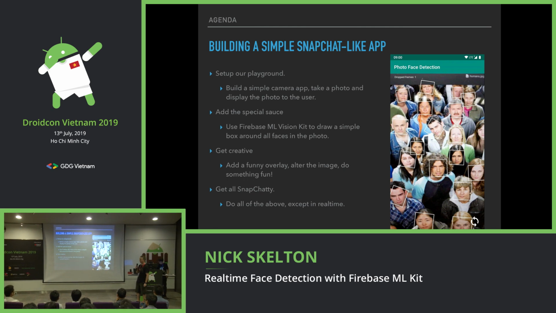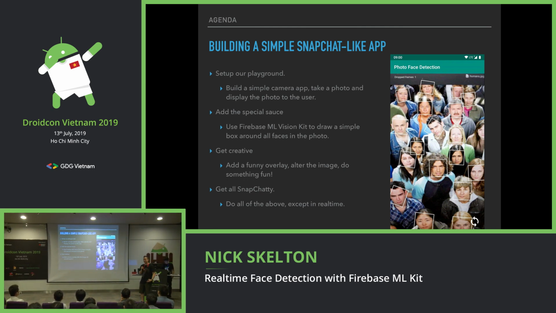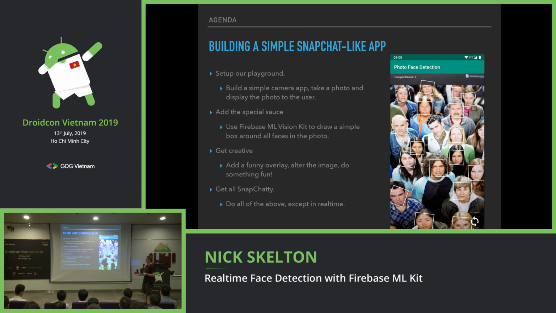Third step is my favorite, is getting creative. This is where you can actually start to do some cool stuff with Firebase, right? With the face detection information. So you've gone from just having a bitmap, now you've got some information about the faces inside that bitmap, and the possibilities that come from that are quite amazing, right? And then the very last part is about going real time, so actually doing it in real time, which is probably going to be the shortest part of this speech because it's also the hardest.